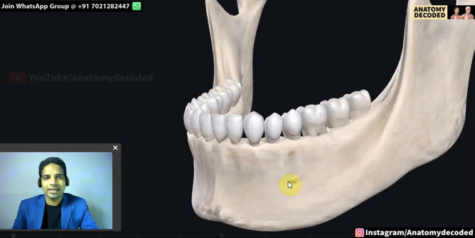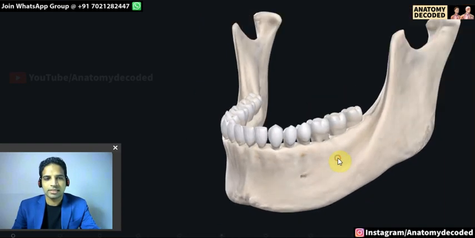In adults, it is at an intermediate level because the deciduous teeth have fallen off and only the permanent teeth remain here. And in old age, the mental foramen shifts more up because the permanent teeth have also fallen off and there is resorption of this border. Resorption of the alveolar border will lead to shifting of the mental foramen higher up. So the mental foramen will be higher up in old age. This is one age-related change.